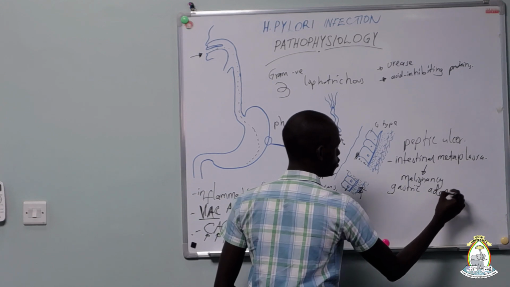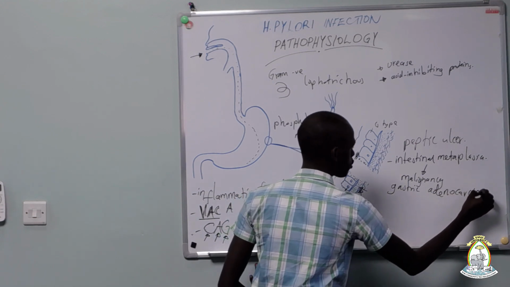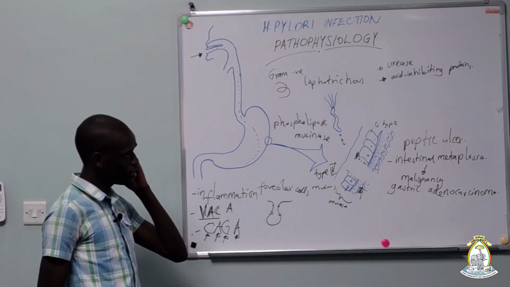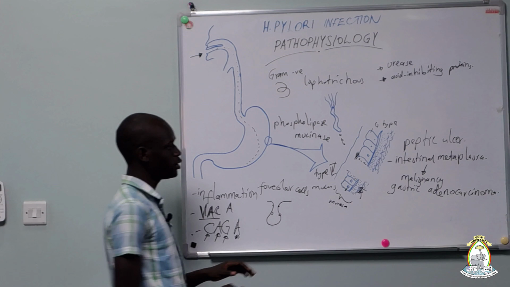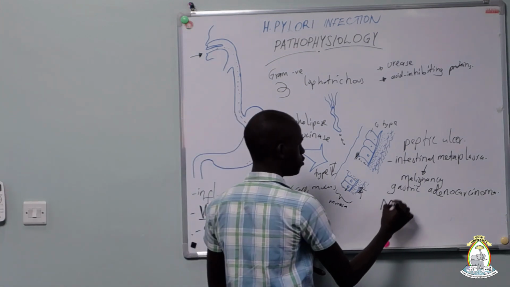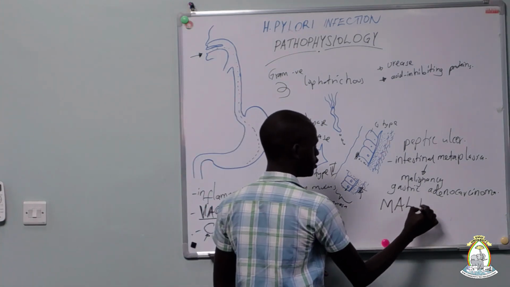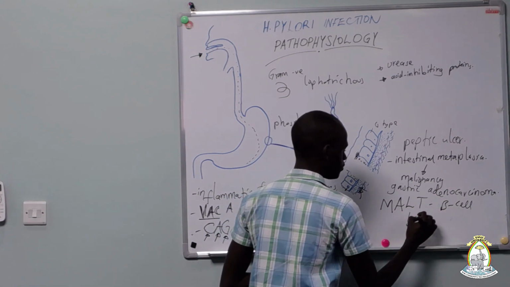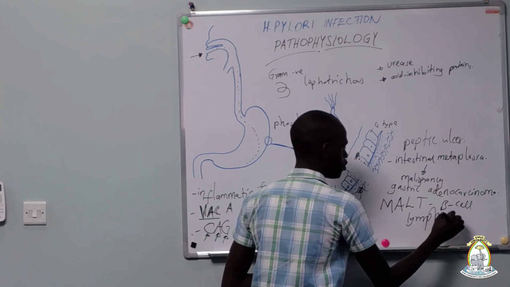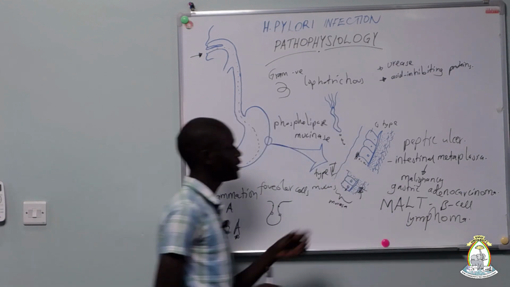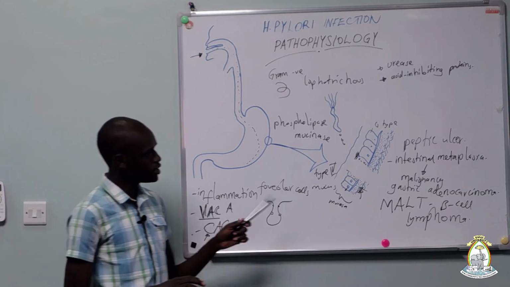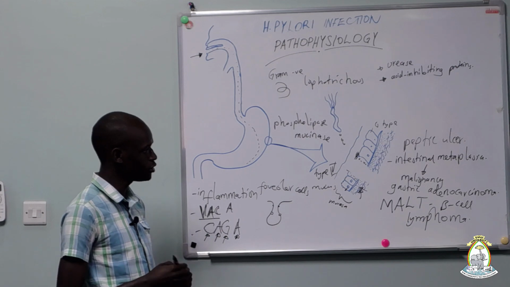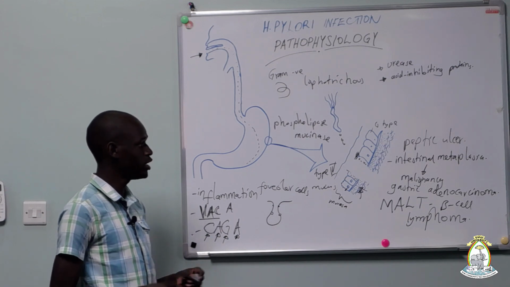adenocarcinoma with chronic infection with H. pylori. The other malignancy that could arise from chronic infection with H. pylori is the mucosal associated lymphoid tissue B-cell lymphoma. This results from constant antigenic stimulation by H. pylori, which over time, as the B cells continue to proliferate in response to the antigenic stimulation, can result in the formation of a lymphoma.